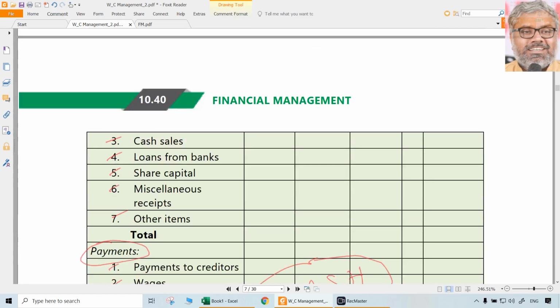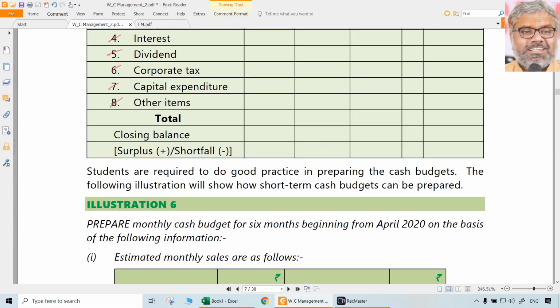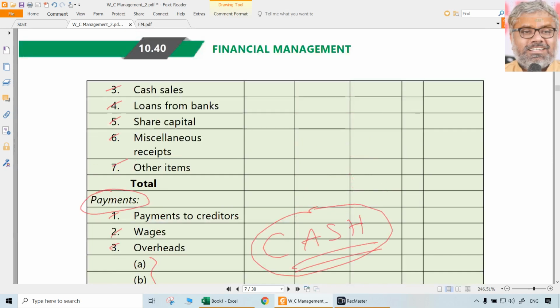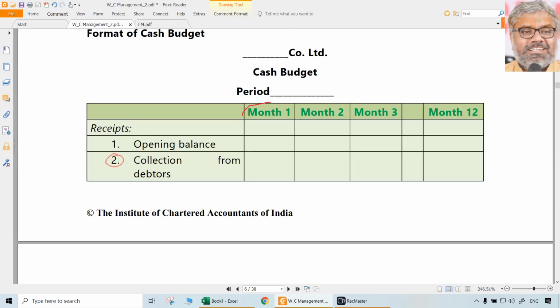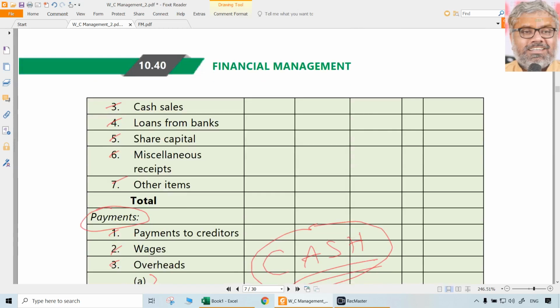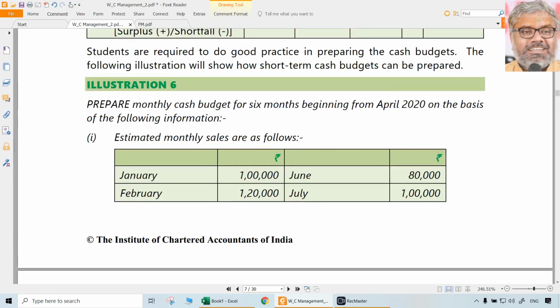The opening balance is there at the beginning. Add inflows, deduct outflows. Naturally, the closing balance will come. The difference will be the surplus or shortfall. If it is a plus item, then it is a surplus. If it is negative, that means it is a shortfall. And whatever the closing balance of period 1 or month 1 will become the opening balance of month 2. There is nothing special there. That is also a commonsensical point. So cash budget preparation is a very important thing, and definitely questions can be expected. Students are required to do good practice in preparing cash budgets, and that is going to be a possible question for 10 marks. It will not be complicated, but it will take time.